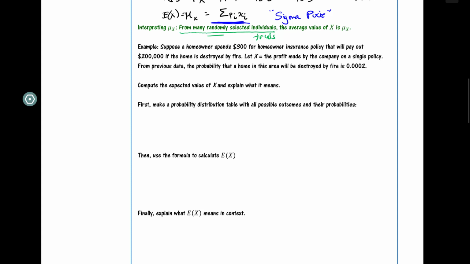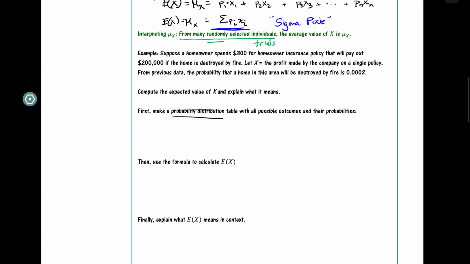Well, let's first make a probability distribution of this chance process. So we've got really 2 outcomes that we are concerned with respect to the company and the profit it is going to make. The first thing we want to do is recognize I'm looking at this in terms of profit, and that's going to be X. So my profit is going to be one of 2 things. It's going to be $300, or it's going to be negative $200,000. Those are our two possible outcomes.